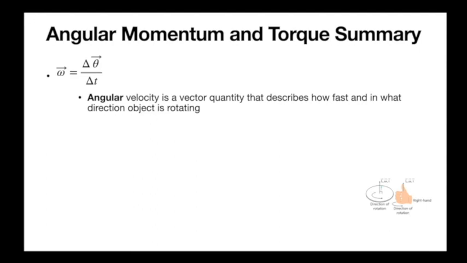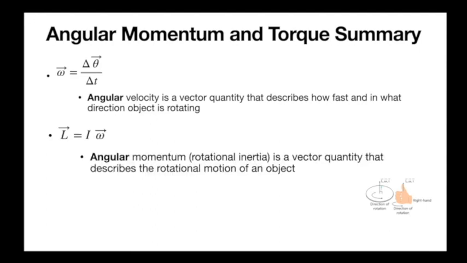Angular velocity comes from a change in an angle over a change in time. It tells us how fast something is rotating, how long it takes it to go through a rotation. It's a vector. We use the right-hand rule to decide its direction. However, if we want to describe the motion a little more thoroughly, we're going to multiply this omega, our angular velocity, by our rotational mass, or our moment of inertia, or rotational inertia, which has to do with the configuration of the mass and our axis of rotation.